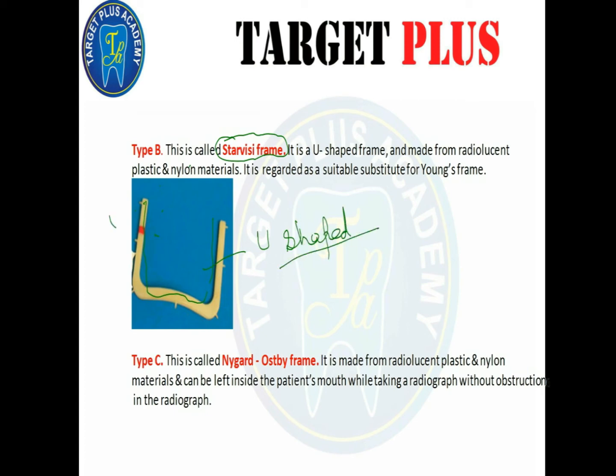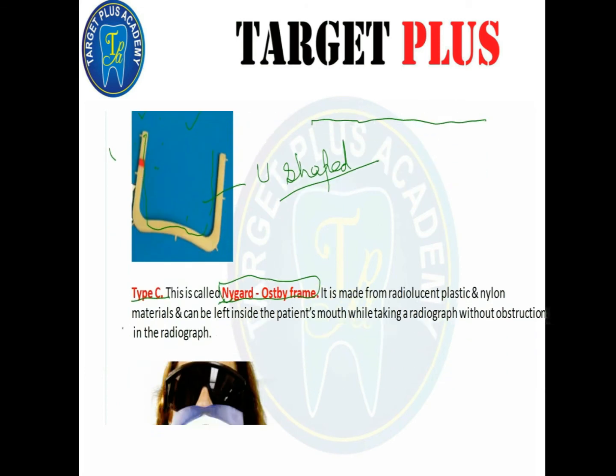Next is the Nygaard Osby frame. It is type C frame. It is made from radiolucent plastic and nylon material, and it can be left inside the patient's mouth while taking radiograph without obstruction in the radiograph. So this is the Nygaard Osby frame.